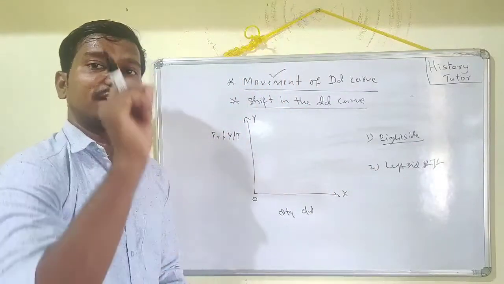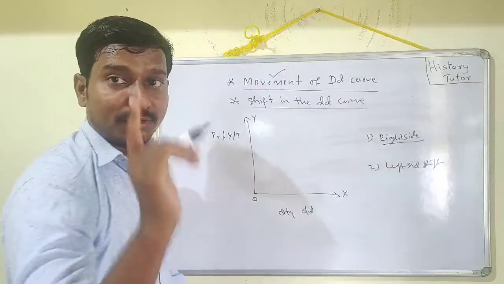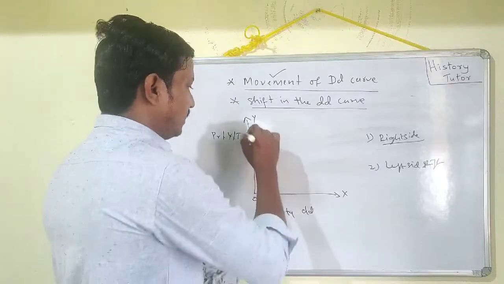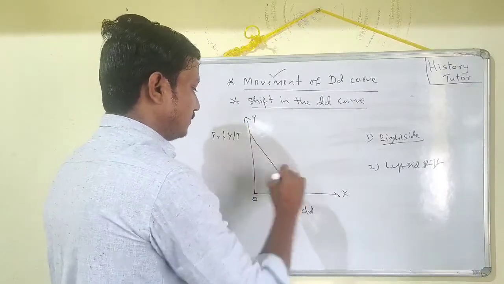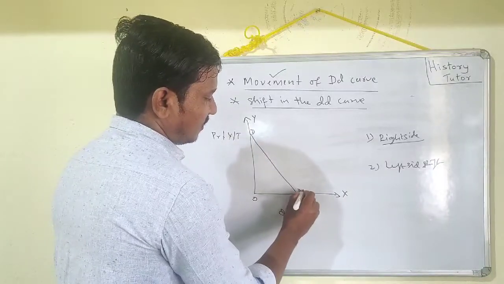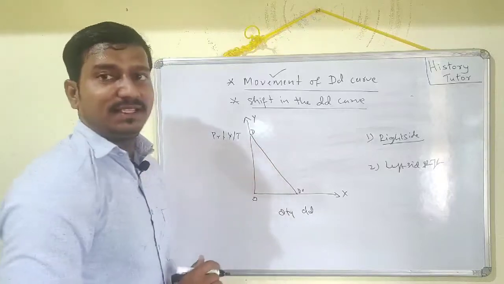When does the demand curve shift right side? Friends, the demand curve shifts right side only when the consumer purchases more of the commodity. So let us take one basic demand curve here so that it will be easy to understand. I just take this as D0. This is the basic demand curve.